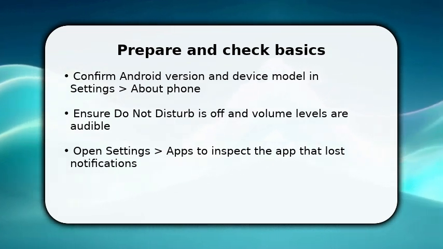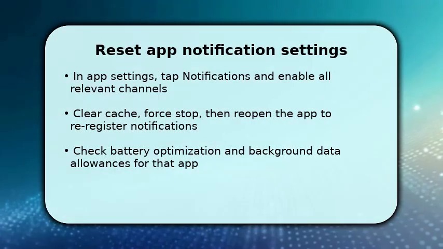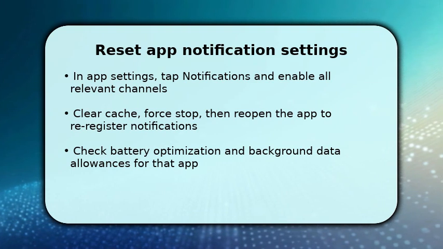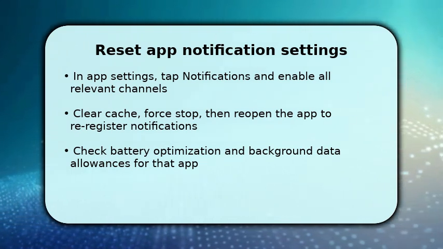Now you dig into the app-level fixes. Tap Notifications and re-enable any disabled channels. These channels control banners, sound, and badges. Then clear cache and force stop the app. Reopening forces the system to re-register notification endpoints.